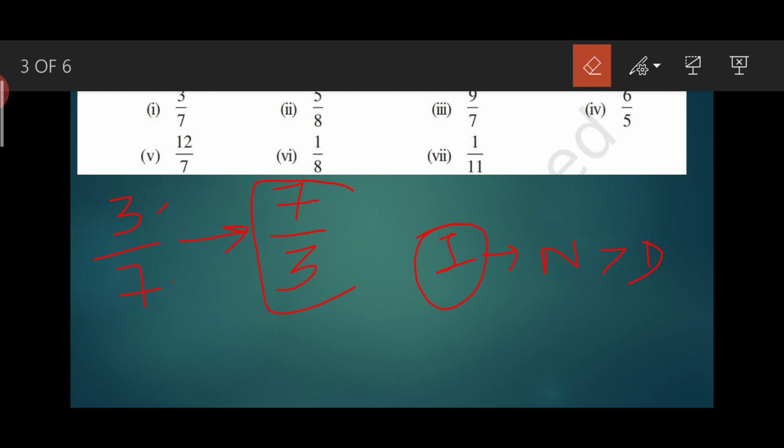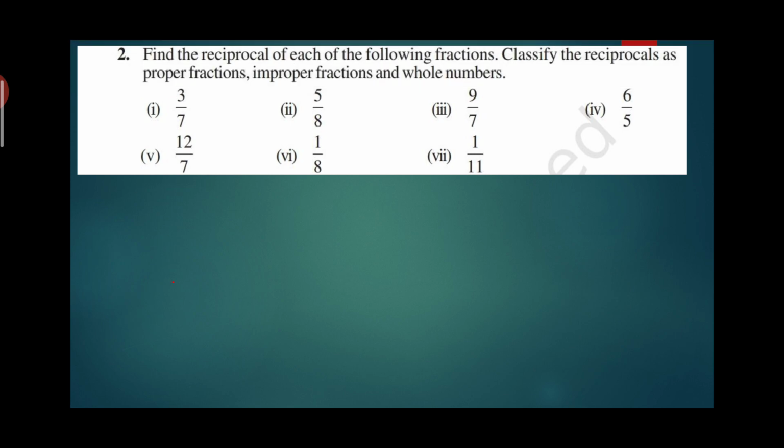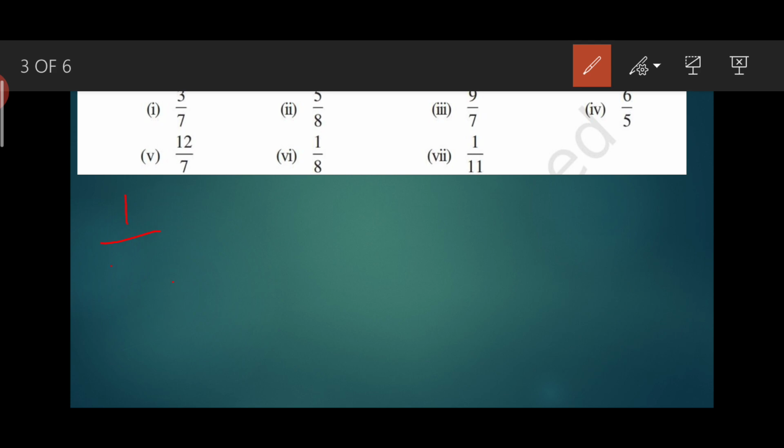now it's coming to its seventh part, that is 1 upon 11. Its seventh part is 1 upon 11. The reciprocal of 1 upon 11 will be 11 upon 1. As you can see here that the numerator is 11, denominator is 1, numerator is greater than the denominator, that means it is an improper fraction.